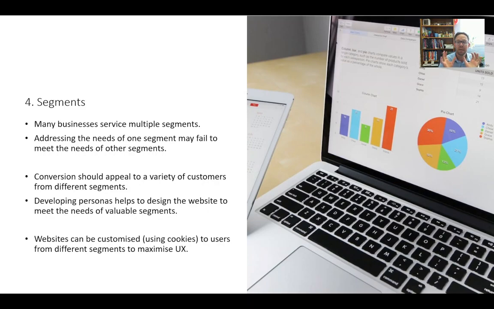The problem that we have with web pages is usually our business has one landing page where all our customers come. So we need to use this one page to address the needs of all our segments. Addressing the needs of only one segment might fail to meet the needs of the other segments. And we call that encroachment, when one segment is stealing customers away from another segment. So conversion should appeal to a variety of customers from different segments.